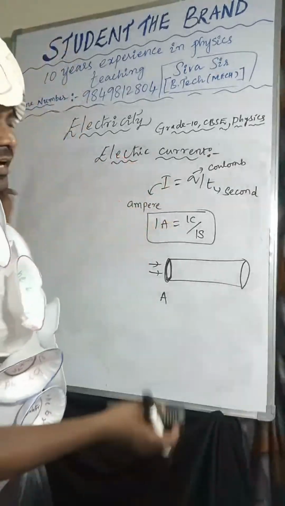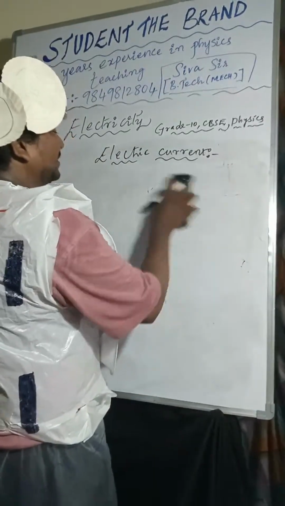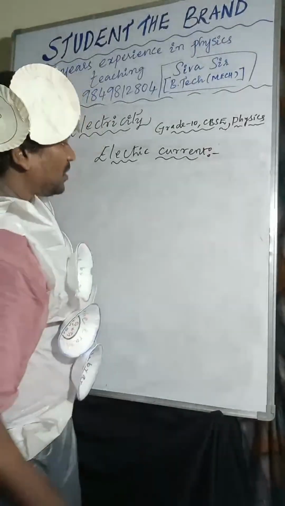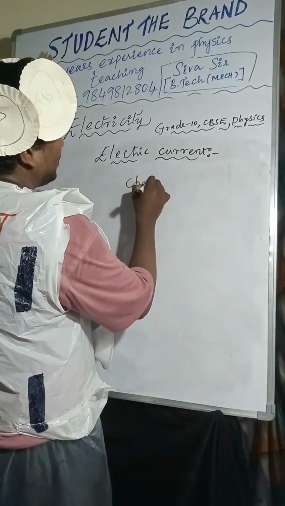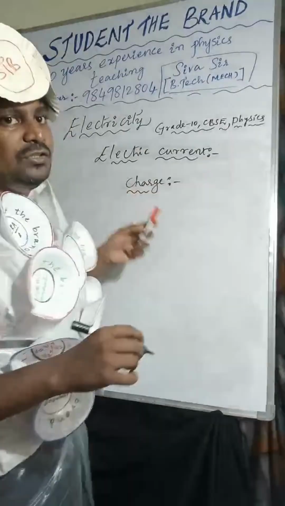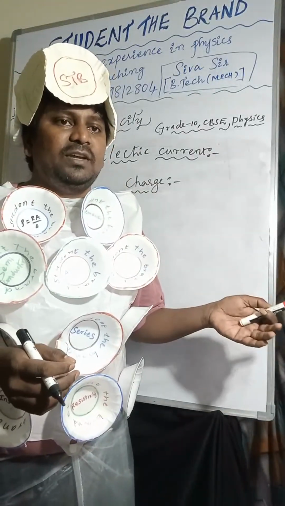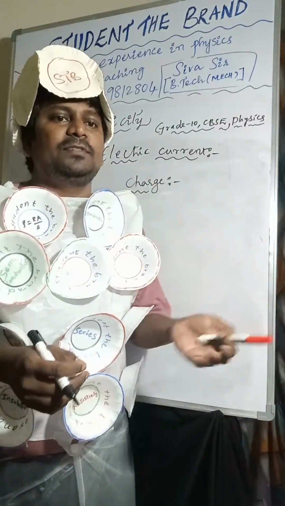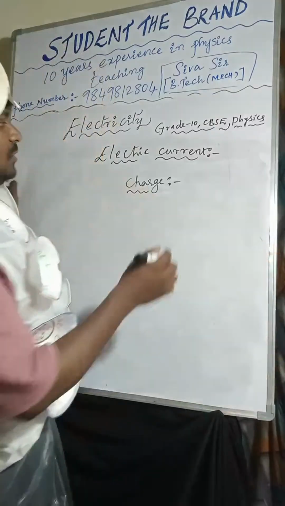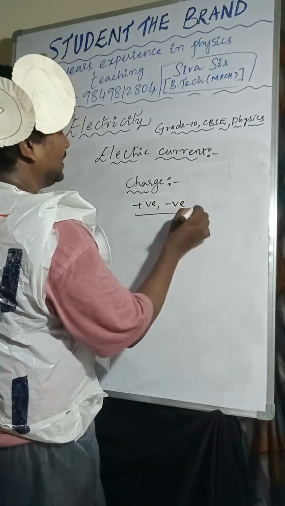There are types of charges, and the quantization of charge. Charge is a property of matter which influences the presence of other charges. There are two types of charge: positive charge and negative charge.